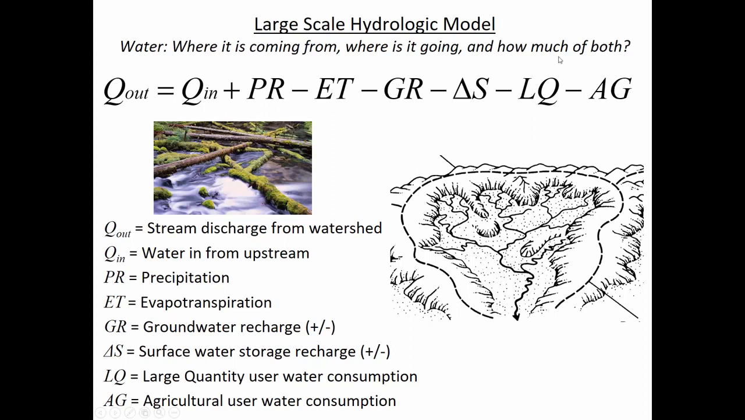Now, the last two terms have to do with the human uses inside the watershed. And so LQ means large quantity user consumption, and that could be a power plant. And of course, a lot of water is used to cool down in a power plant generating steam. In chemical factories, they're using water for cooling. And so those are examples of large quantity users.